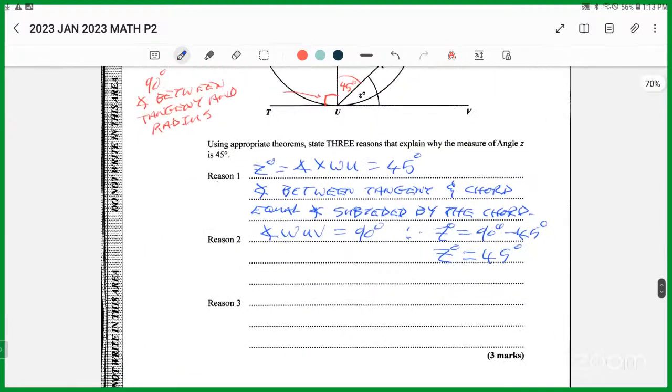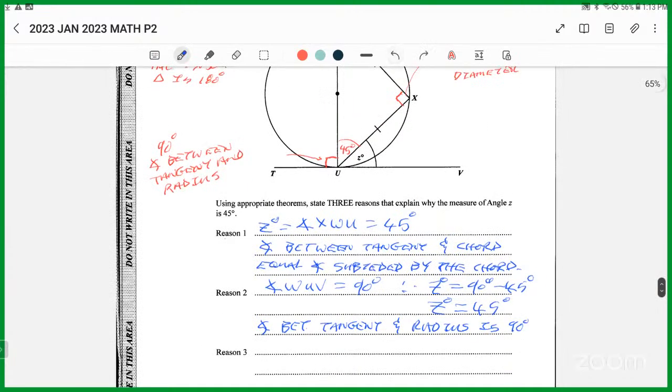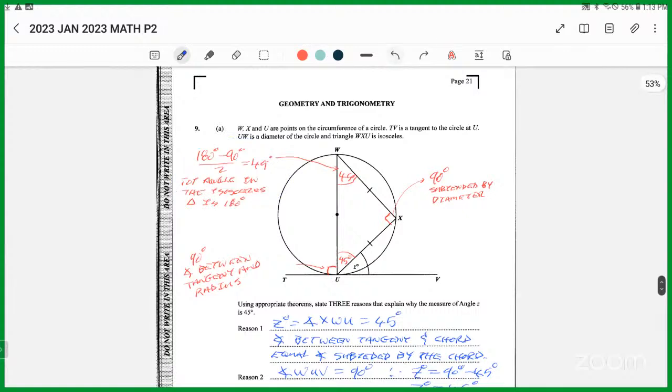The reason is angle between tangent and radius. So it's 45, and this is also fine.